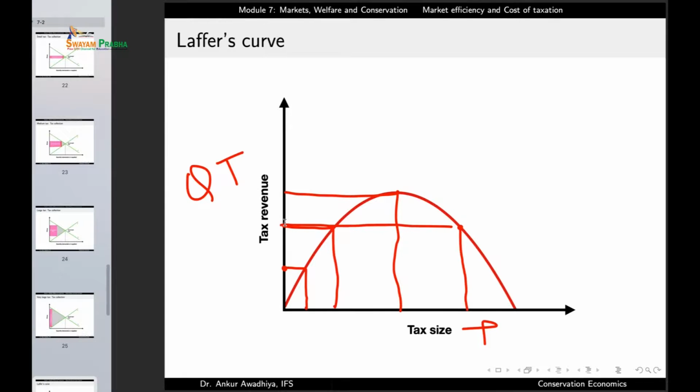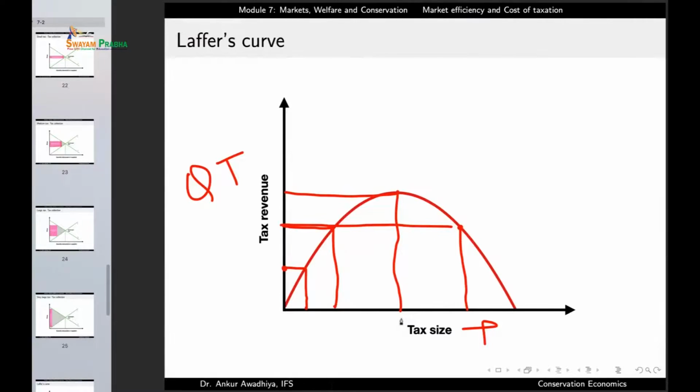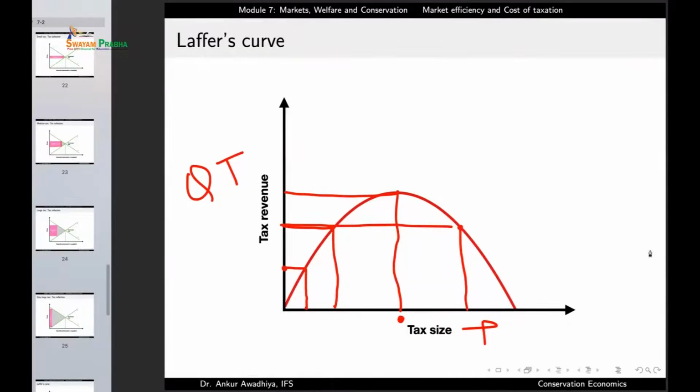The Laffer's curve shows us that when the government increases the size of T, the revenue collection increases, then it reaches a peak, and then it starts to decrease. Which means that if the government is putting up a tax to maximize its revenue, because the government needs revenue to meet its operational expenses, then the tax size should not cross this point. It should not be anything less than this, it should not be more than this. So this is the most optimum tax size where the government will earn the maximum amount of revenue from taxation. So this is the benefit of the Laffer's curve.